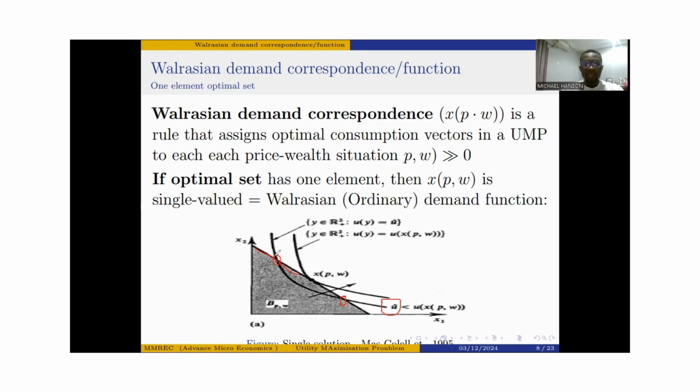Now, consider the same budget line, but with the initial utility. There is only one possible optimal consumption level. So that budget line has a single value, or has only one element in the optimal set, which means that it can be used for that particular bundle.